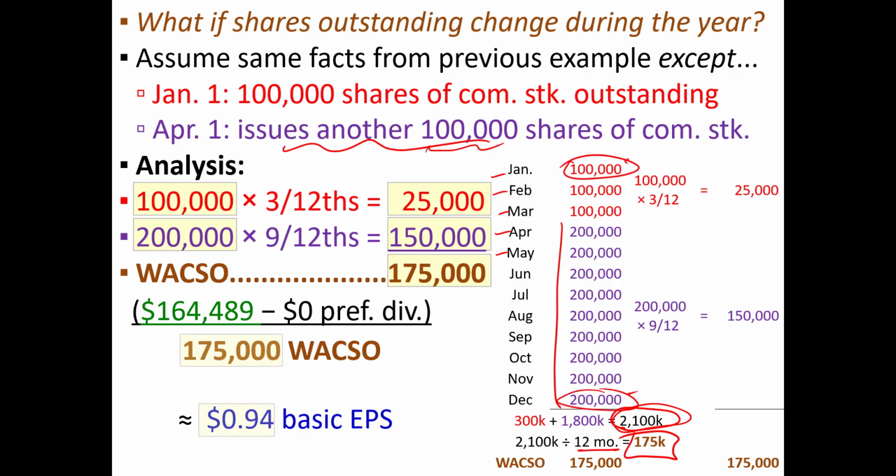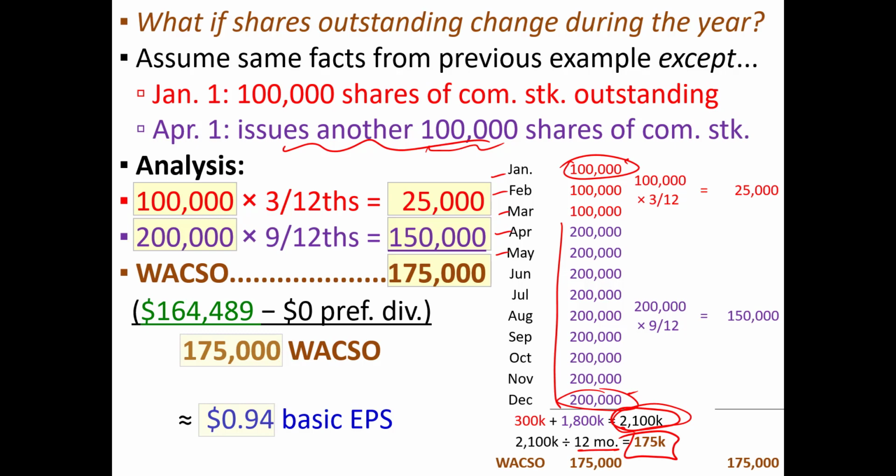We started with 100, we ended with 200. But if you just simply said, well, what's 100 plus 200? And you just divide that by 2, you get 150. So on average, there's 150,000 shares outstanding. No, that is a simple average. And you got to get used to, whether you're an accounting major or finance major, you got to get used to running weighted average calculations.